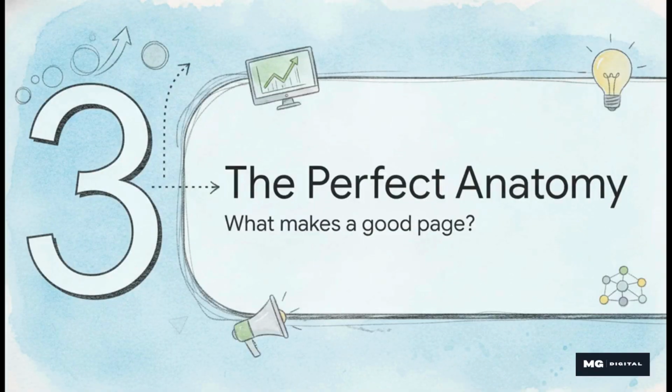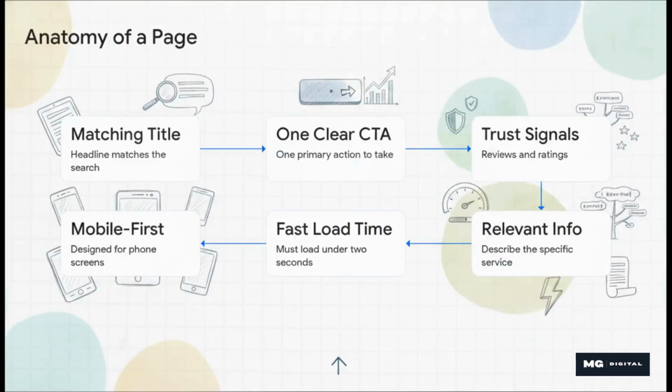All right, moving on to section 3, the perfect anatomy, what actually makes a good landing page. Giovanni breaks this down into 6 non-negotiable elements. You've got to have a matching headline, one super clear call to action, instant trust signals, highly relevant content, a lightning-fast load time, and of course, a mobile-first design. Let's look at how this plays out in action.